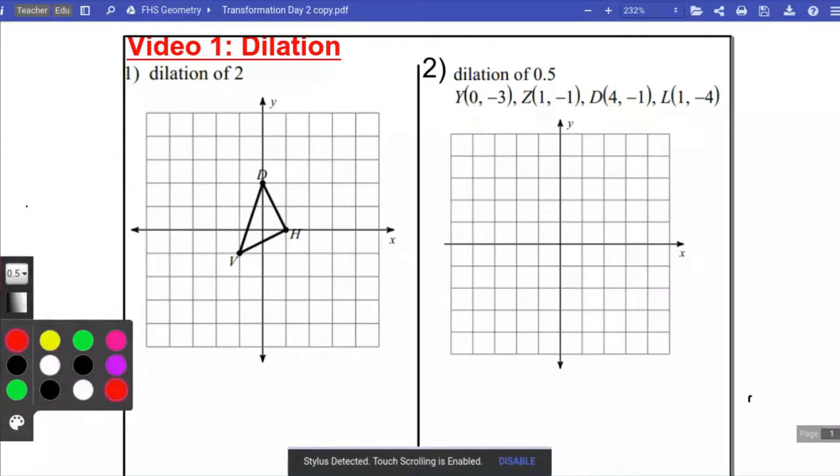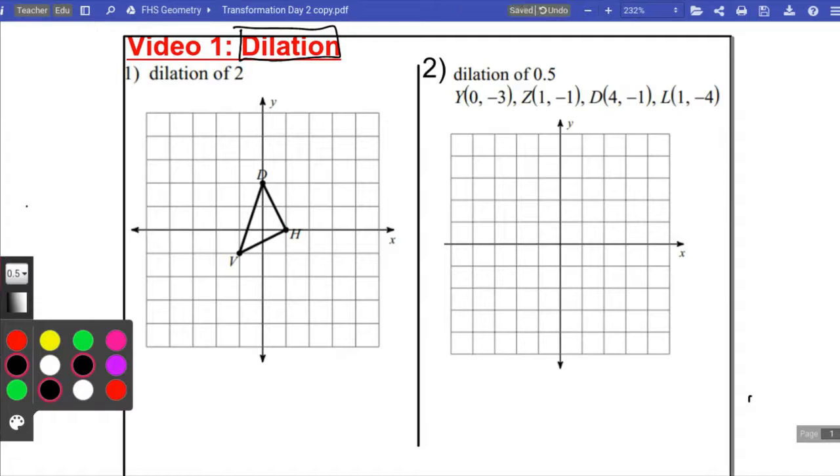All right, what are we doing today? Here's what we're going to work on today. Today, you're working on dilation. Dilation only means two things. It means that we will either enlarge something or reduce something. So, let's see how we'll do number one.